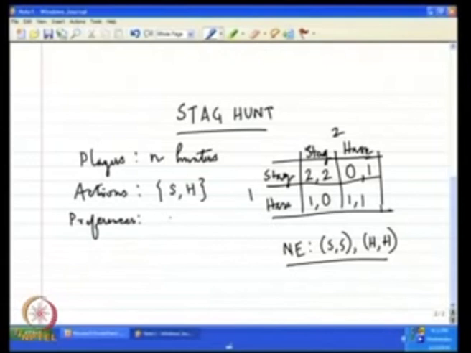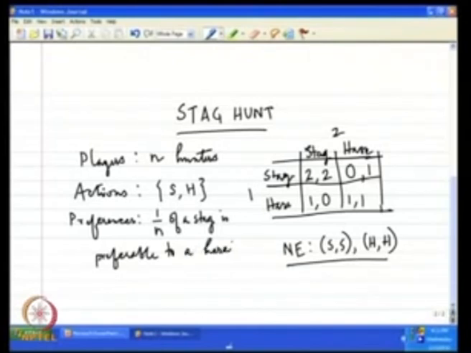So it is the case that one nth of a stag is preferable to a hare. Now if this is the case, look, this is similar to the two player game, because in the two player game also half of the stag was preferable to one hare. Here n is equal to 2 in that case, but here we are taking the general case where n could be any positive integer.